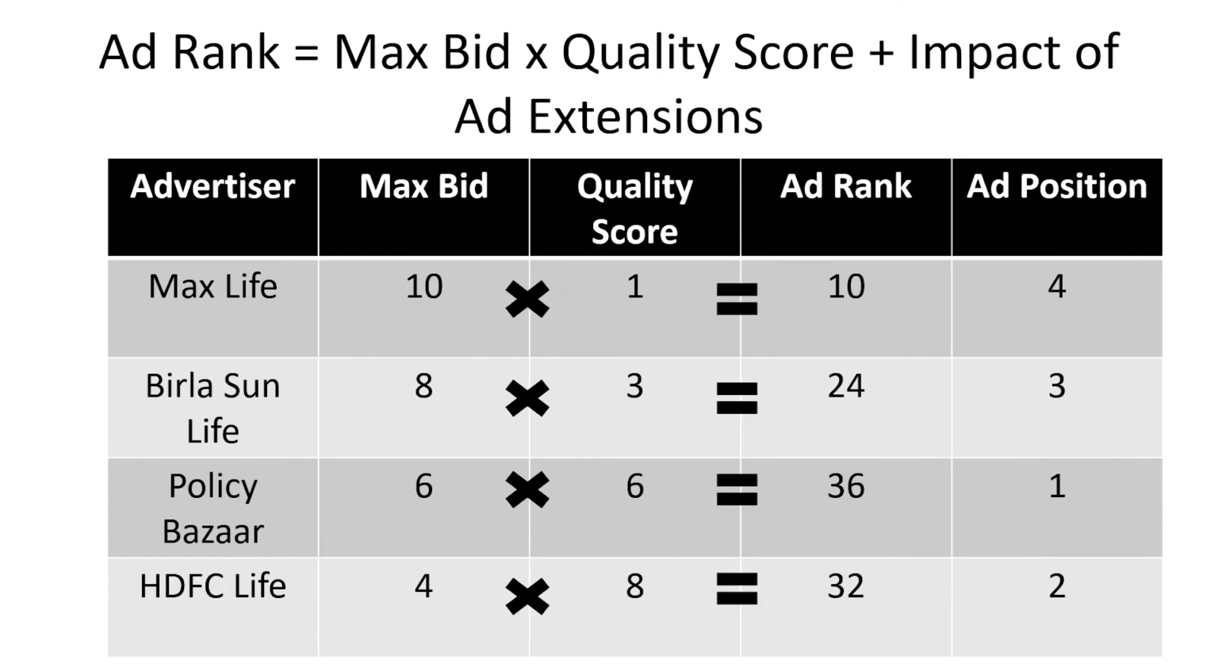Policy Bazaar would pay Google a certain cost per click, so Google is making money there. Policy Bazaar is getting relevant traffic to their website, with a chance of the traffic converting to a sale, and the user is finding relevant information in the ad that is taking them to a landing page, again, which is fulfilling their search query. So all the three parties involved, the advertiser, the user, as well as Google, get benefited in this auction.